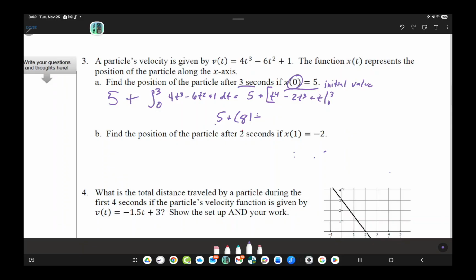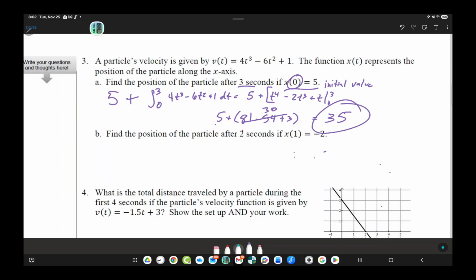Plus, so actually minus. So 3 cubed is 27 times 2 is minus 54, and then plus 3, that gives you 84 minus 54, so 30, and 30 plus 5 is 35.